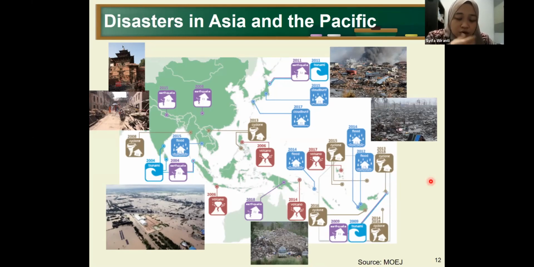And also, huge natural disasters such as floods and typhoons also attack several other Southeast Asian countries, such as Thailand, Myanmar, and the Philippines.